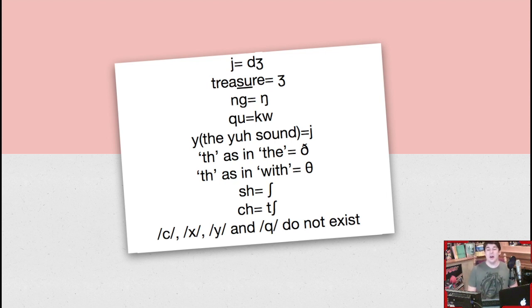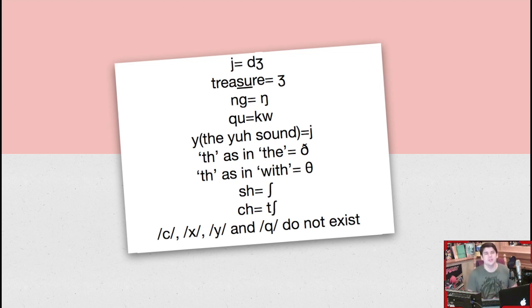Then the non-vibrating or the soft TH is represented by that theta, which is that 0 with a line through it. If you know your Greek symbols, that's the theta. That is for THs that have that soft non-vibrating sound. So with the word with, see how there's no vibration. With. If I were to use the other symbol, it would be with the, which just doesn't sound right. Depending on where you're from, though, I don't know. But when you use the word with, it'll be with, soft TH, and you'll use that theta.